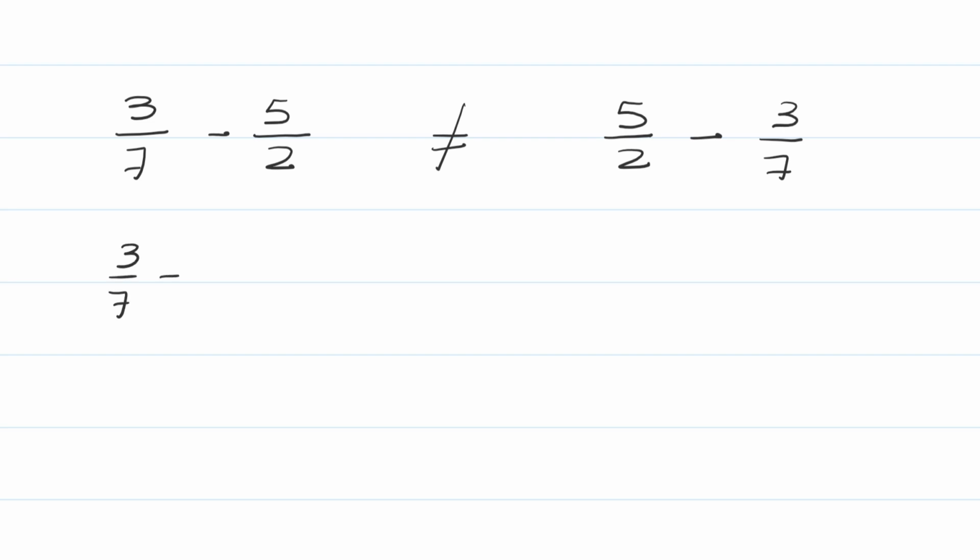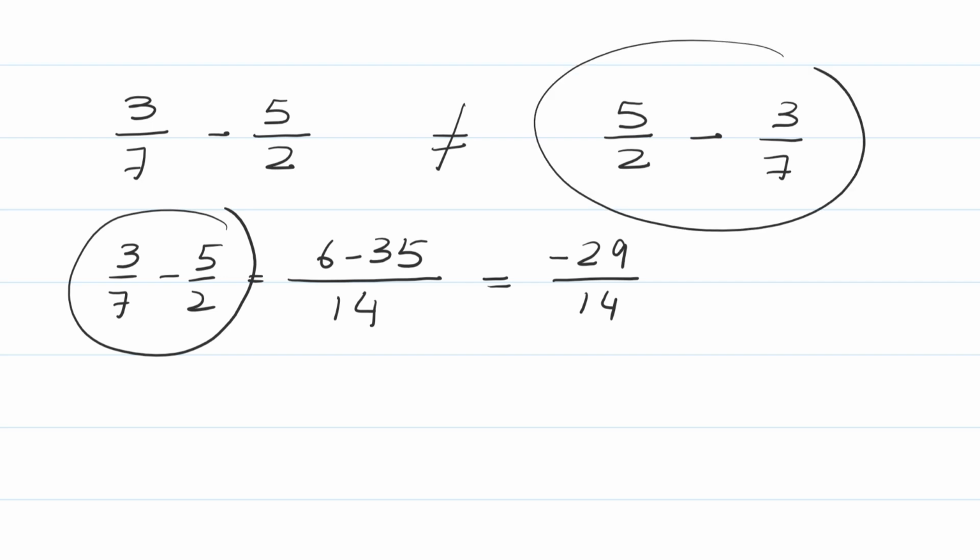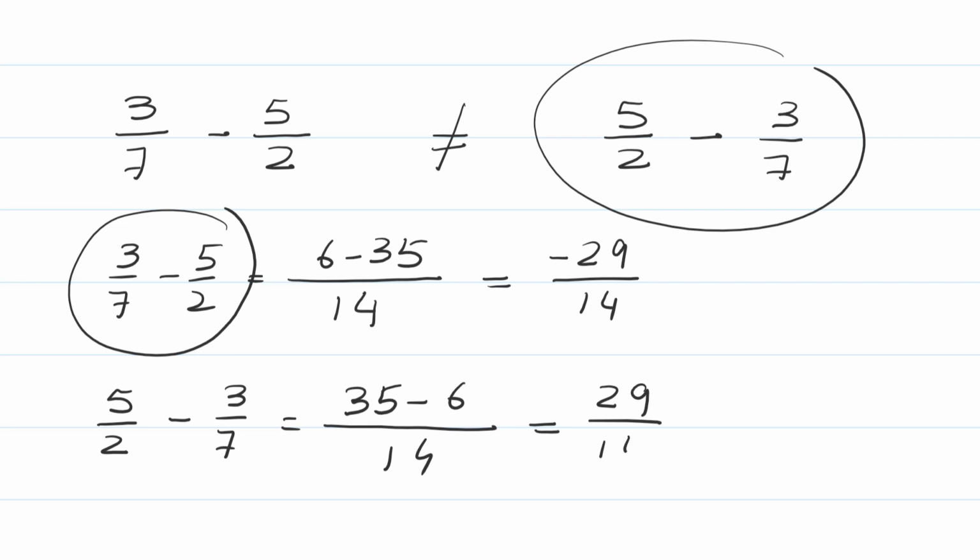3 by 7 minus 5 by 2, LCM is 14, 6 minus 35, so left hand side is negative, minus 29 by 14. Now consider right hand side, which will be positive. 5 by 2 is greater than 3 by 7. LCM 14, 35 minus 6, plus 29 by 14.